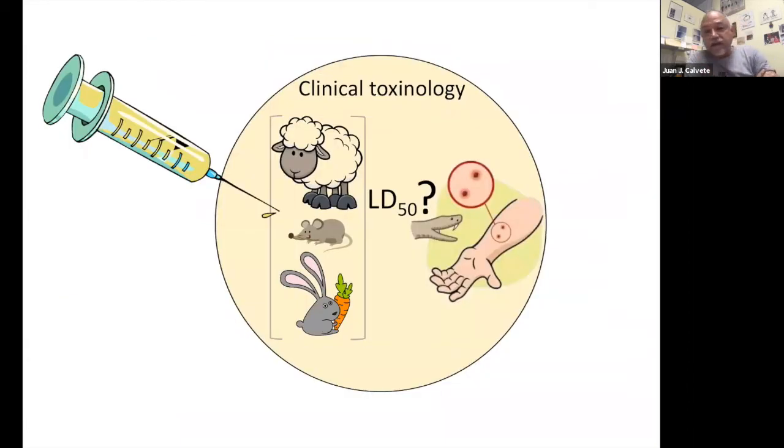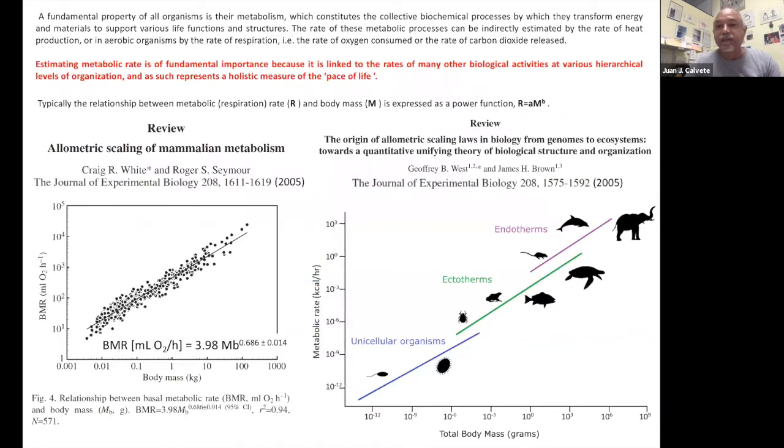So now let's go to how to make sense of an LD50 and accurately determine LD50 in model organisms for clinical toxinology. Here it's clear that you cannot just translate linearly this figure from the animal to humans. You need something that is called allometric scaling.